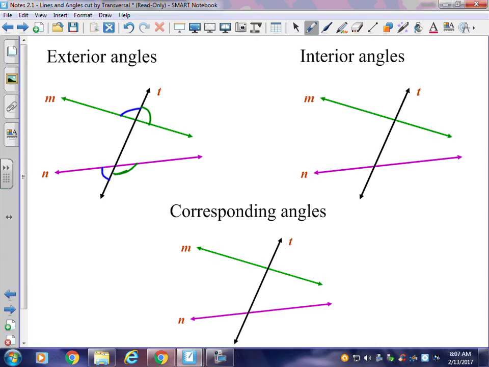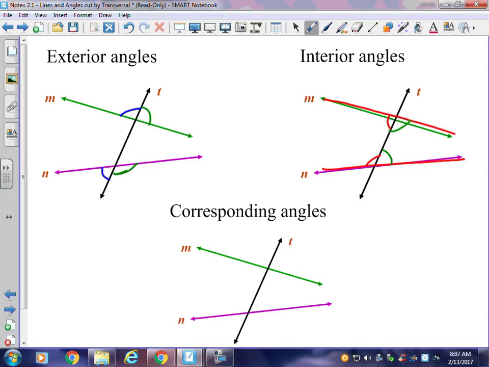Now if I talk about interior, that means I want to be between these two lines. Between the two lines, if these are my two lines, there would be an interior angle here and here. But there would also be an interior angle on the other side of the line as well. So there are four angles outside and there are four angles inside.